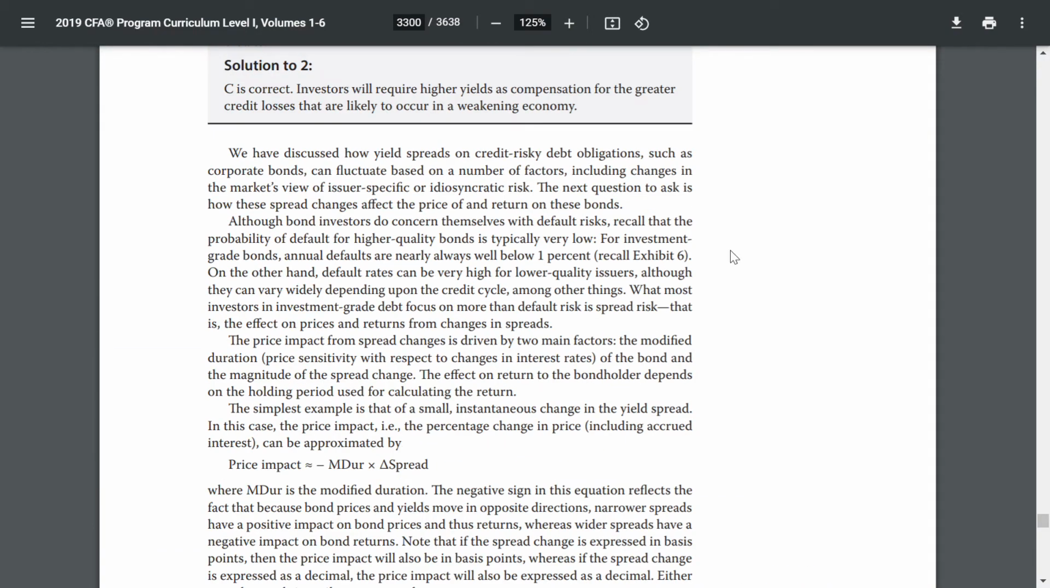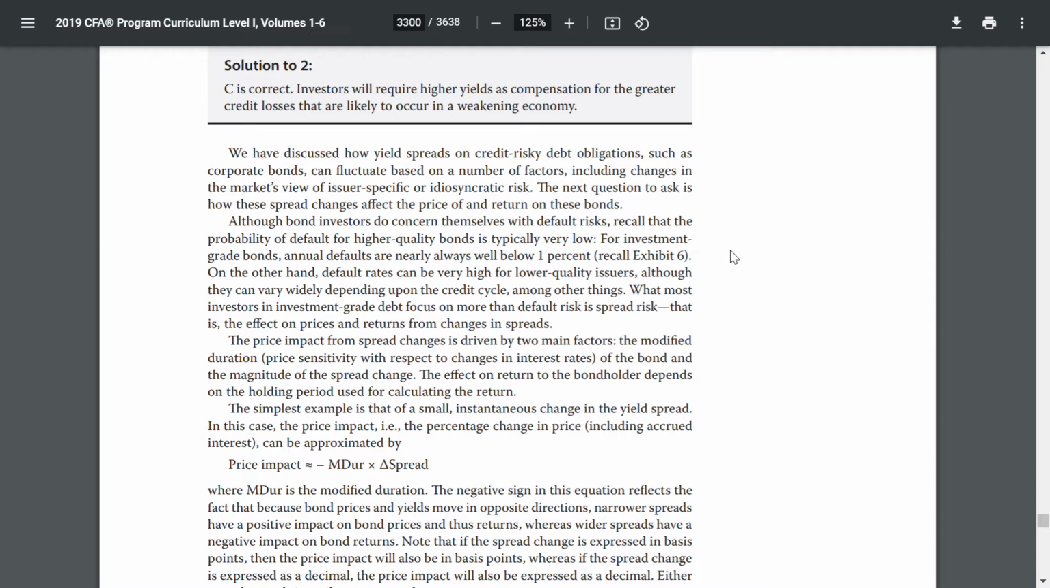We have discussed how yield spreads on credit risky debt obligations, such as corporate bonds, can fluctuate based on a number of factors, including changes in the market views of issuer-specific or idiosyncratic risk. The next question to ask is how these spread changes affect the price of and the return on the bonds.